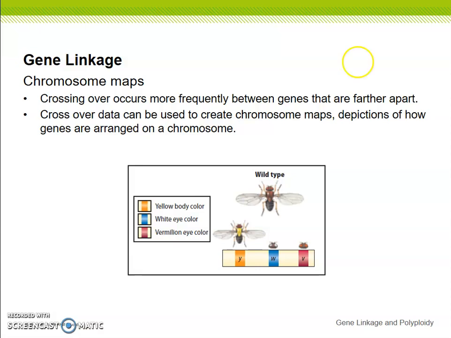If we look at this diagram, it's more likely that V will not travel with Y because it's further apart. Okay, W will go with either V or Y during crossing over. Okay, so the closer genes are on the chromosome, the less likely they are to be separated.